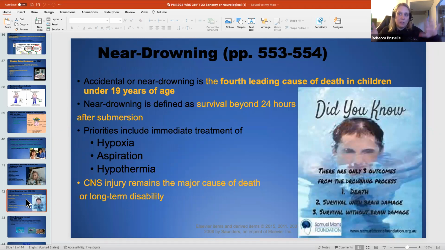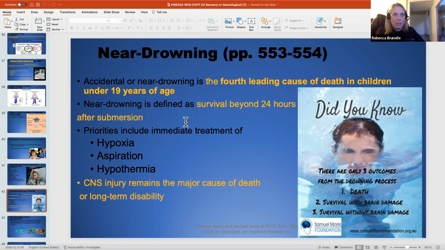So that's kind of the summary of falling and having a brain injury. Kids can also have altered mental status after a near drowning event. Drowning is the 4th leading cause of death in children under age 19, and near drowning is defined as survival beyond 24 hours.